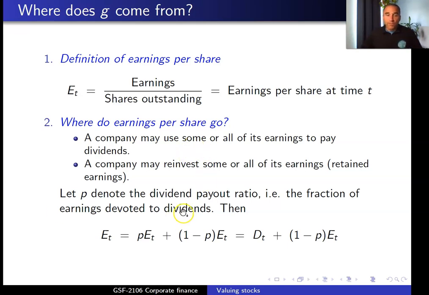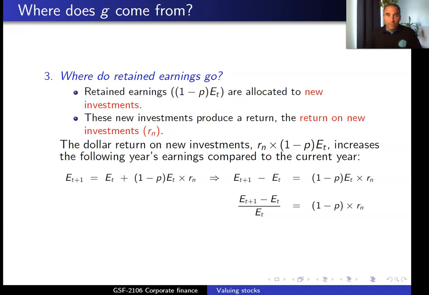If a fraction p of earnings are paid to shareholders as dividends, then we can divide earnings at time t in two. We have p times E_t, dividends, and (1 minus p) times E_t, retained earnings. Simple. The retained earnings, (1 minus p) E_t, are allocated to new investments.